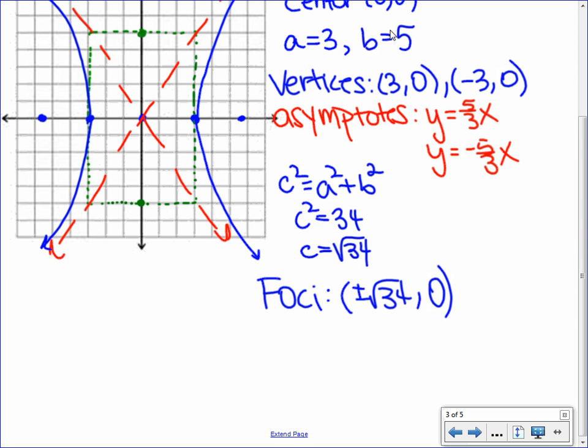Distance from each focus. These foci are important because if I look at a point and take the distance from each focus, the difference is the same no matter where we are. Just like in an ellipse, we had that special property. We didn't use it to help us graph, but they are important to the graph. So we need to take them on. Okay?